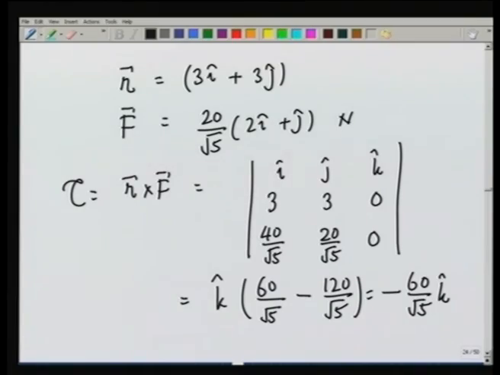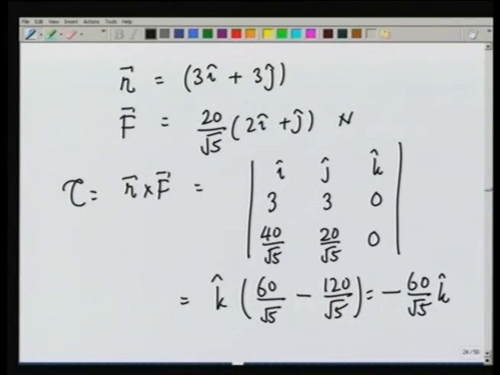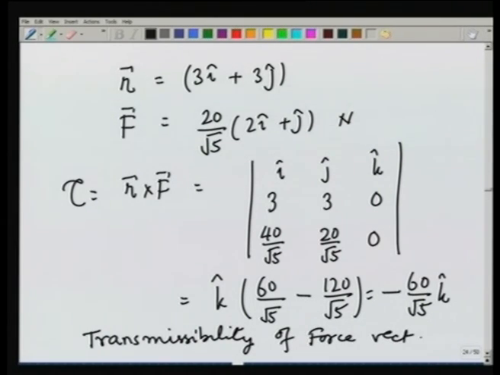And therefore, you see that no matter where I take the vector r to be along the line of application of the force, the torque comes out to be the same. This is also an example of transmissibility of force vector that we talked about in the previous lecture.